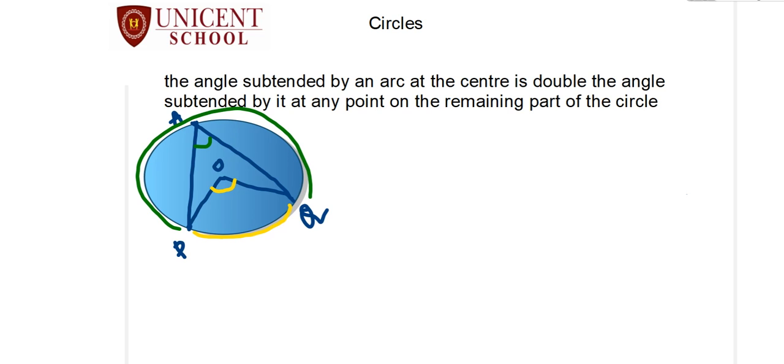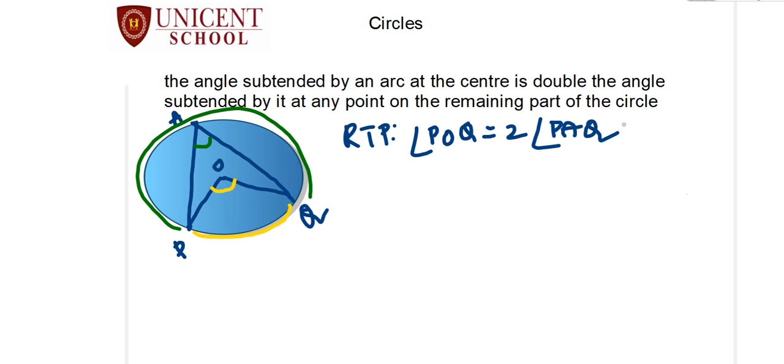So now we have to prove that angle POQ is two times the angle PAQ. So this is what we have to prove. What is the construction we have done? A little more construction we will do. Further, we will extend this point till P. So always we do the construction needed which is beyond the theorem statement with dotted lines.